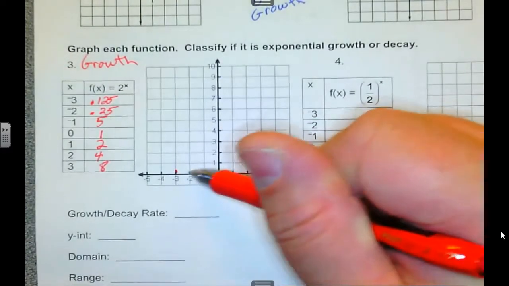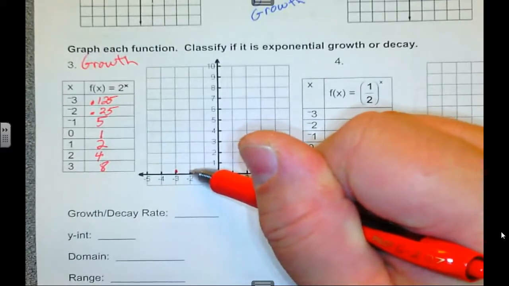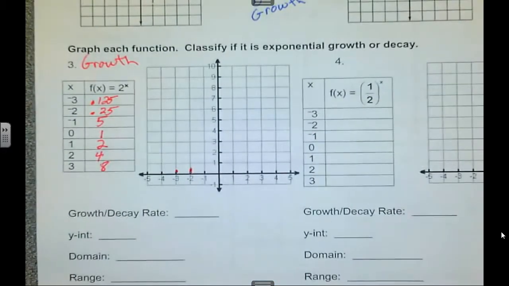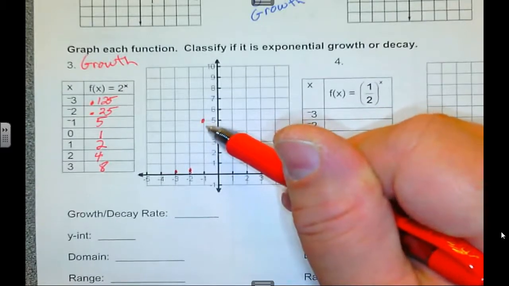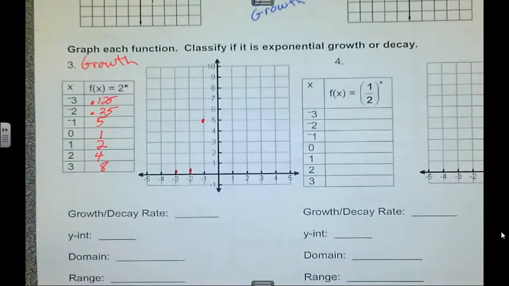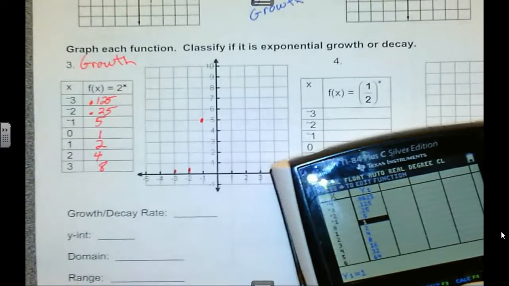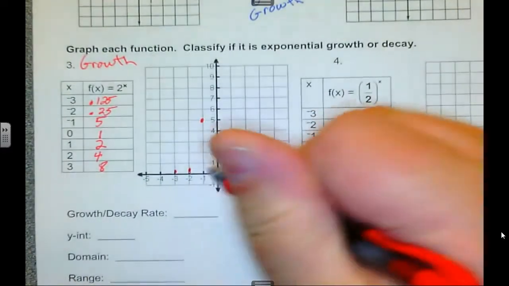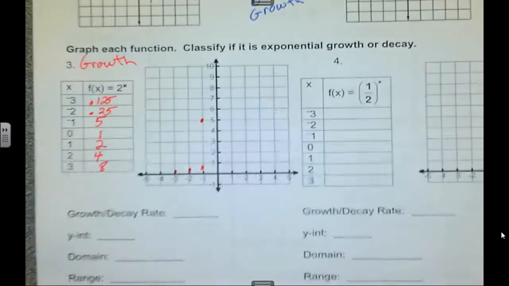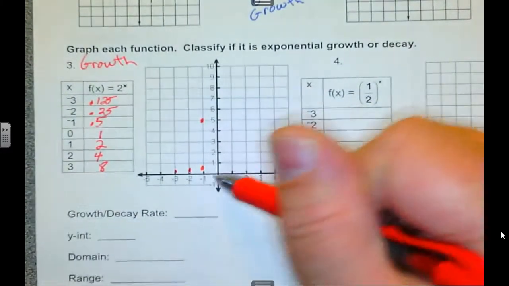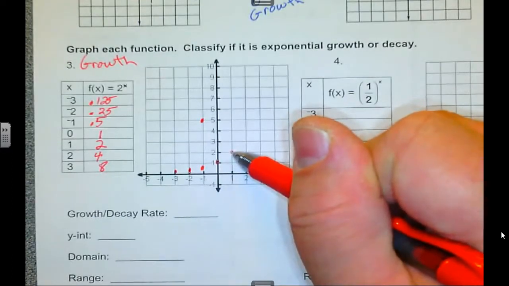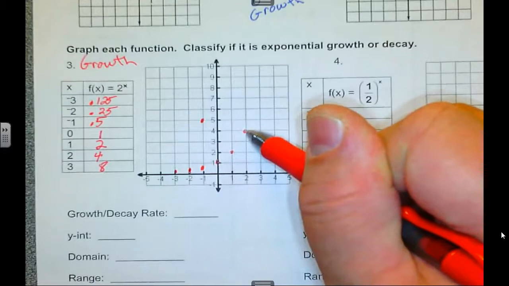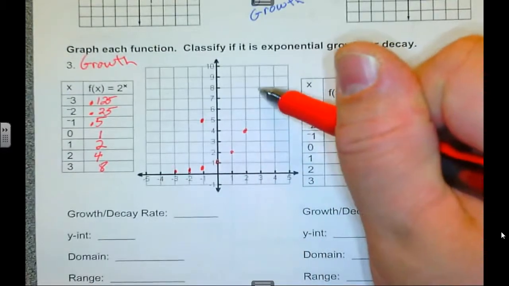-2, 1/4. -1, 0.5. That can't be 5. It's impossible. 0, 1. 1, 2. 2, 4. And 3, 8.